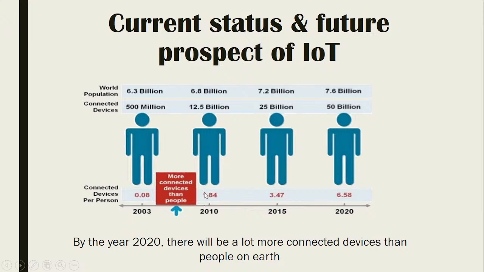in just 7 years, the ratio increased to double. You can see almost the ratio increased to twice the number of people. So here you can see 1.8 is the ratio. That means the population is 6.8 billion, population increased only 0.5 billion, that is 500 million, and the number of devices increased by 12 billion. So the total number of devices is 12.5 billion, and the ratio you can see is 1.84. So per person, almost two devices are connected to internet.